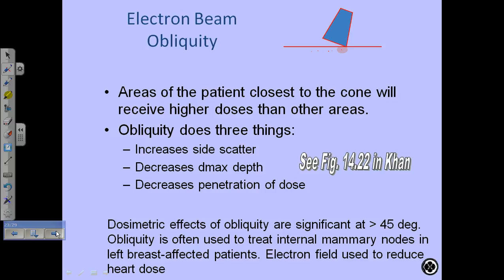So areas of the patient closest to the cone will receive higher doses. Obliquity does three things. It increases side scatter, because now the electrons aren't coming orthogonal, they're coming at an angle, so it increases side scatter. It decreases the Dmax depth, decreases the penetration of dose. 1422 as an example, let's look at what happens when there's beam obliquity. It's right here.